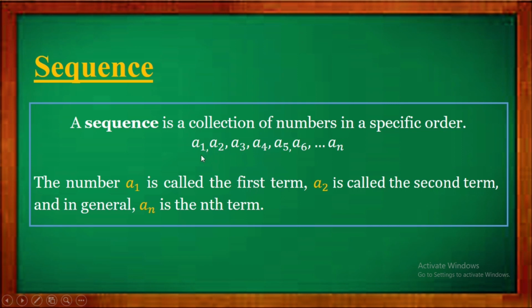We have a sub 1, a sub 2, a sub 3, a sub 4, a sub 5, a sub 6, until a sub n. The a sub 1 here will be our first term. A sub 2 is our second term, and a sub n is our nth term.